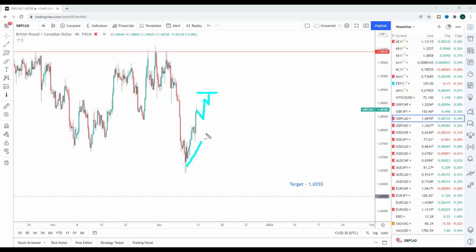And again, if you wanted to be more conservative, wait for that interest rate to come out. And if you get the sell-off, you can look for the pullback, and then that would be the opportunity probably heading into next week. First of all to the lows, and then down to the 1.6555.